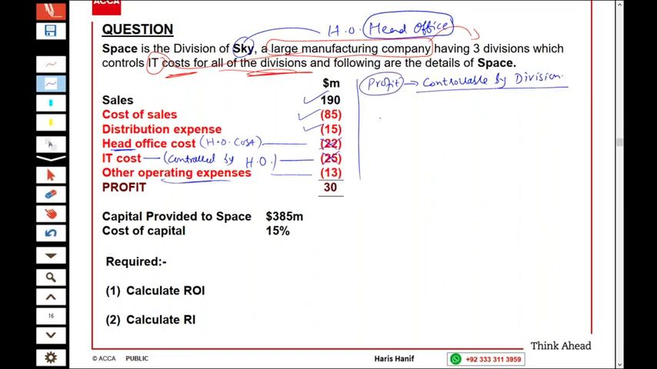Profit controllable by division is sales minus controlled cost, that is 190 minus 85 minus 15, because these all are the operational costs, minus 13. So 190 minus 85 minus 15 minus 13, that is $77 million. And 77 will be called the profit controllable by the division. Capital is 385 million and cost of capital is 15%. It is given.